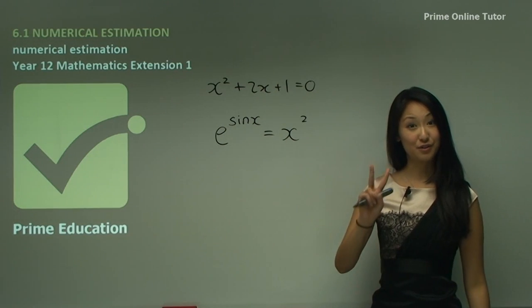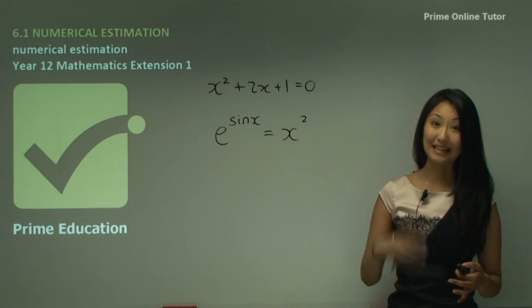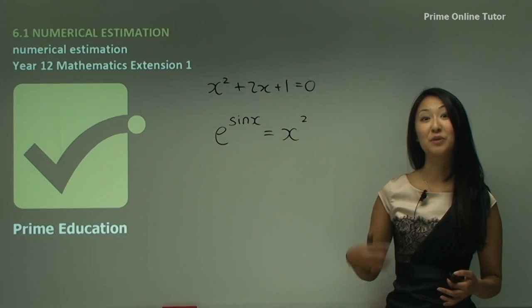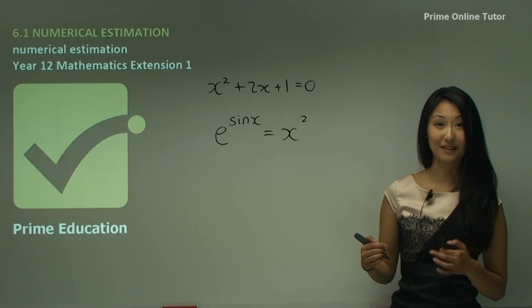And today I'm going to go through two types of numerical estimation. The first one is called the halving the interval method, and the next one will be called Newton's method. So let's firstly start off with the halving the interval method.